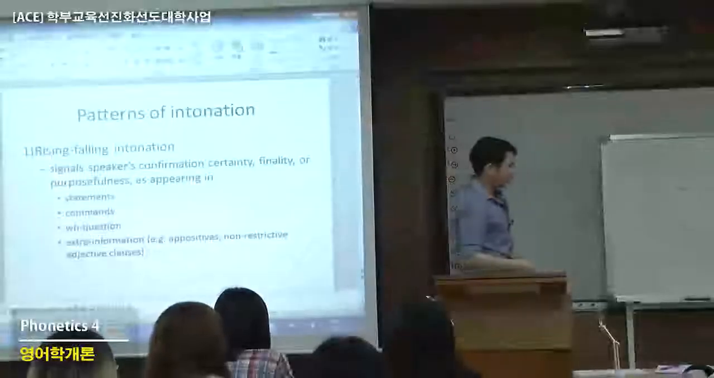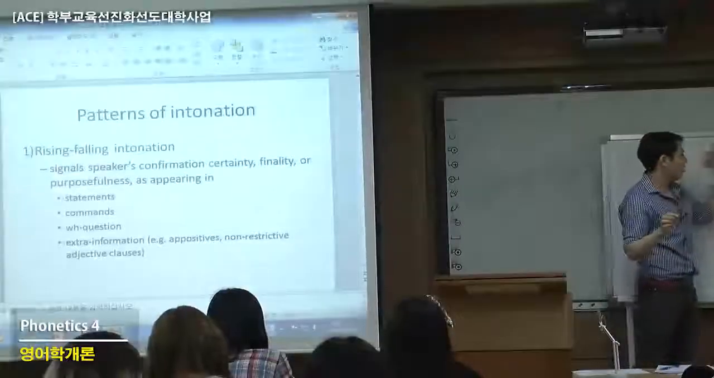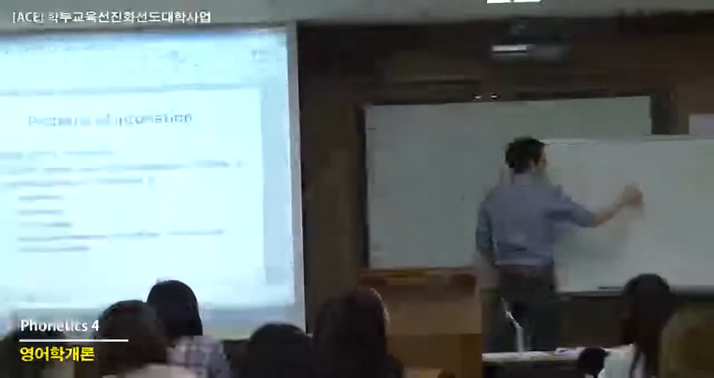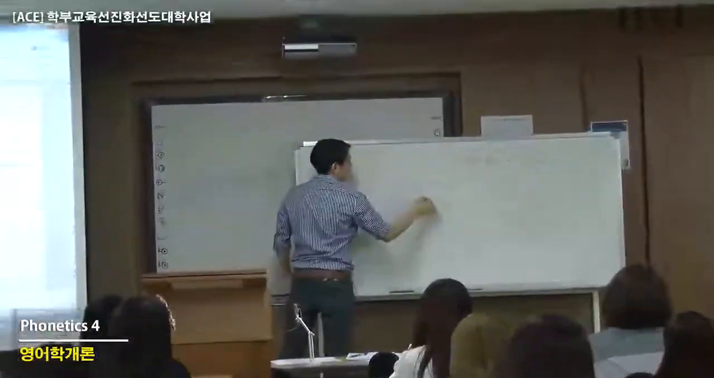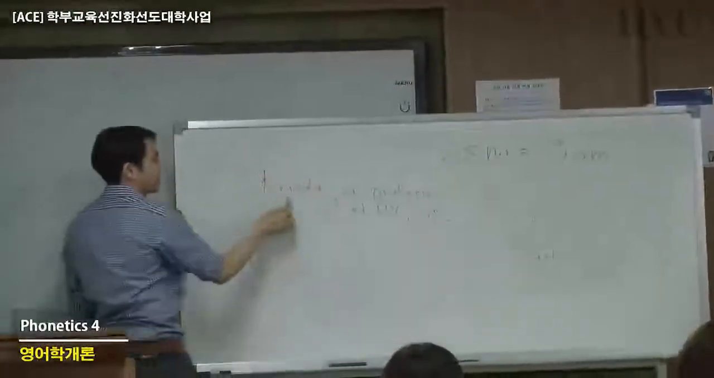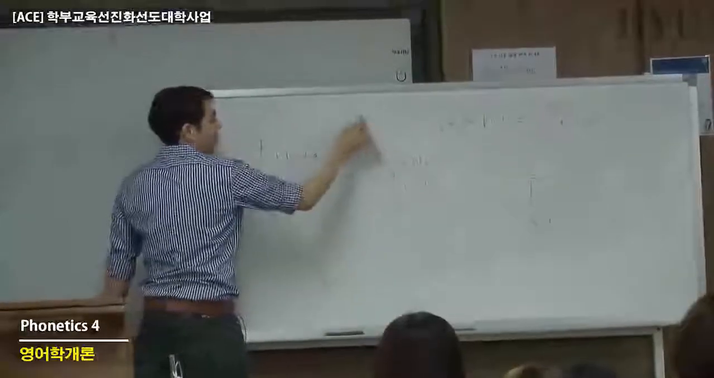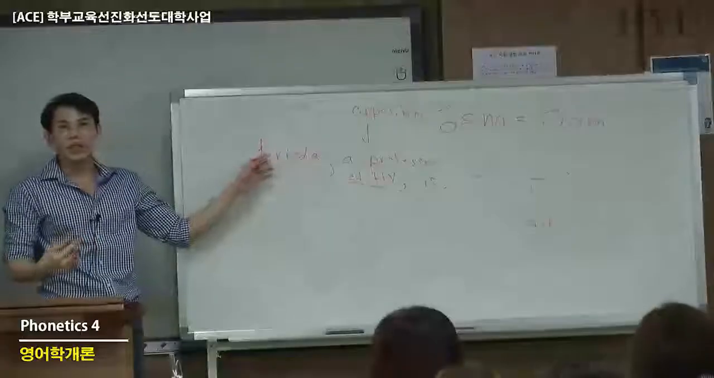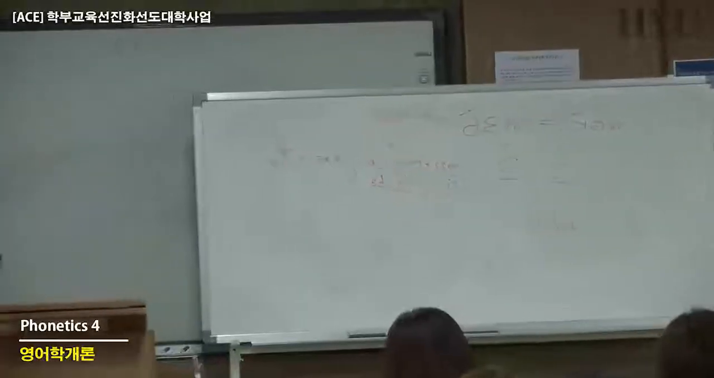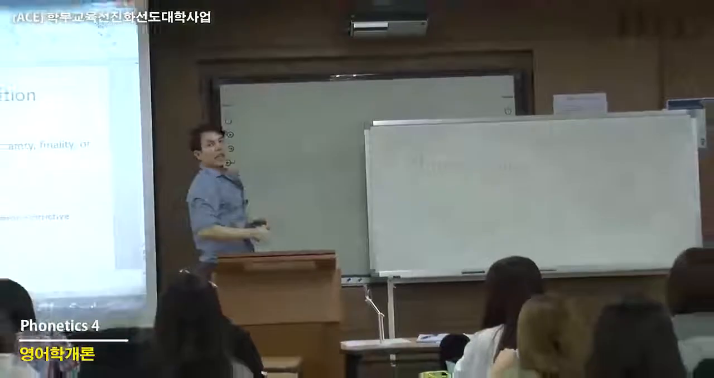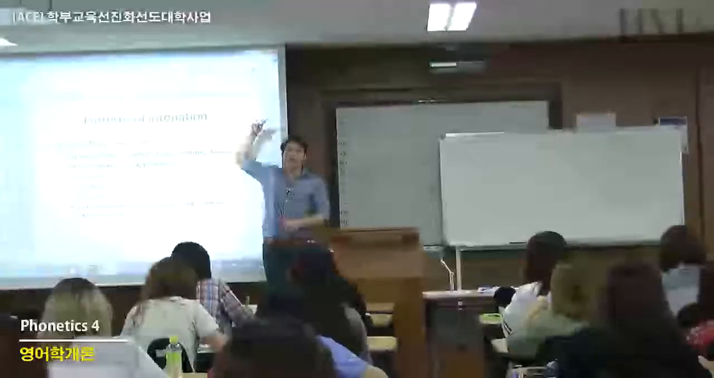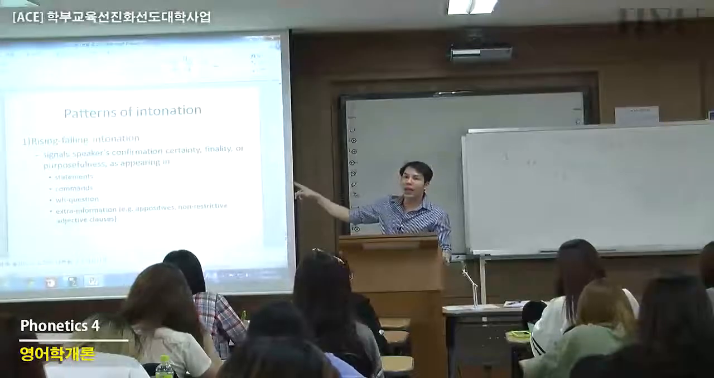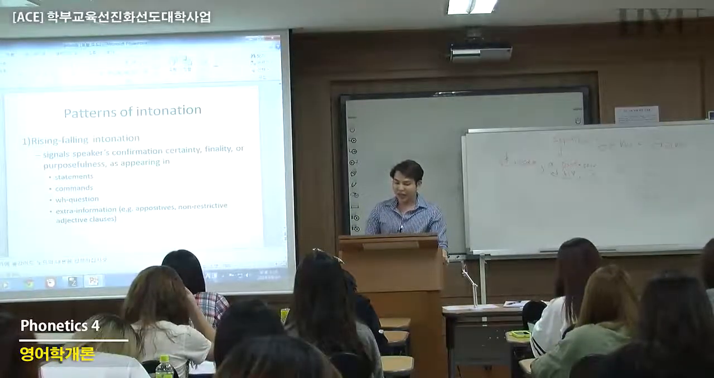Appositives are things like noun phrases that you add after a noun, like Krista, a professor at Hanyang, is handsome. Okay? So here, we call this an appositive, okay? Things that you add to extend the meaning of the first noun phrase. So this is the rising and falling, meaning that the intonation will rise first and fall immediately, okay? As in statements, command, WH question, and adjective clause.